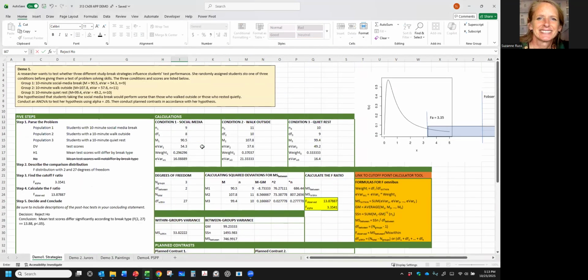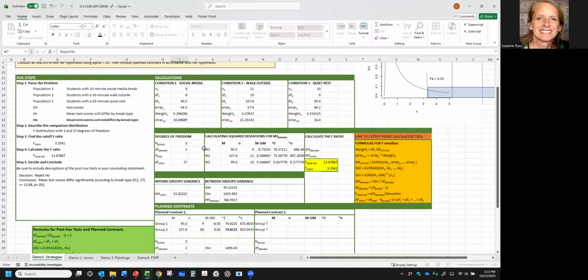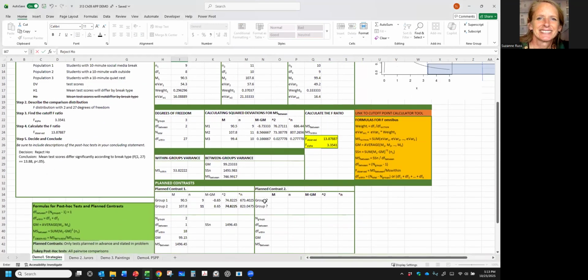Now, if we continue on, we will find that we have to do one more planned contrast, and this one has to be between group 1 and group 3, the people who took the quiet rest. So we can follow the same procedure. Let's get our mean 1, and let's get our mean for group 3. We can get our n's for both of these groups, our n for 1, and our n for 3.